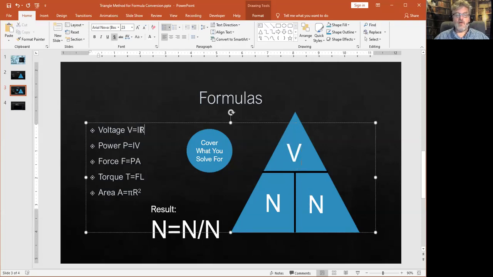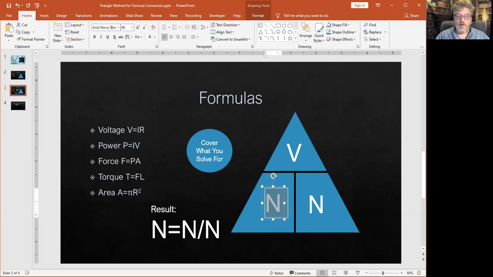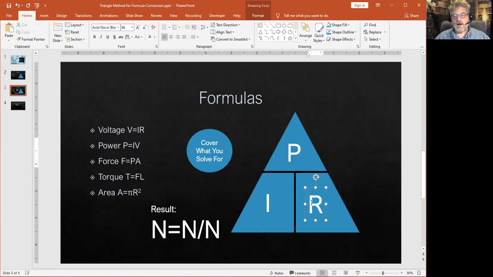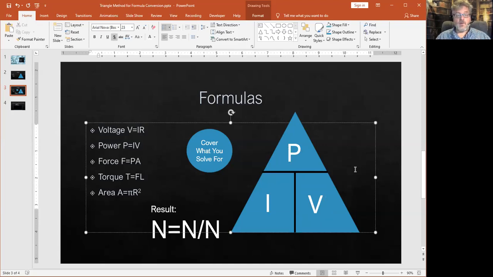And you load the other side, the side where you've got two things multiplied by each other, or the thing you're using to calculate what you solve for, into the bottom of the triangle, I and R. Okay, now you've got your formula. Boom. I can do the same thing for power. P is equal to I times V. Boom. Now I've got that one done.